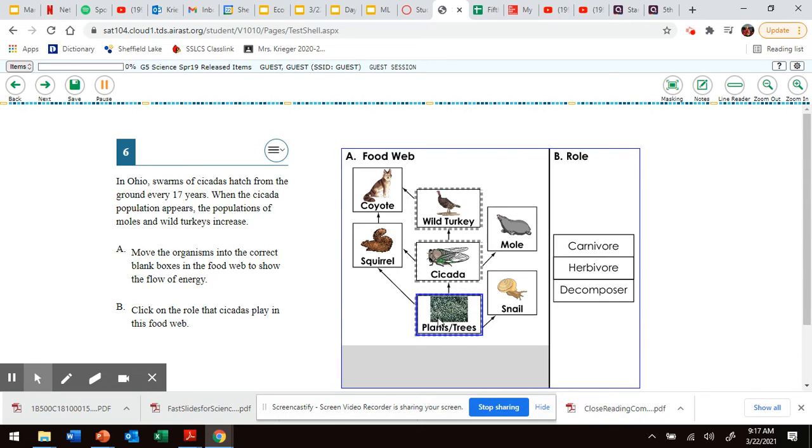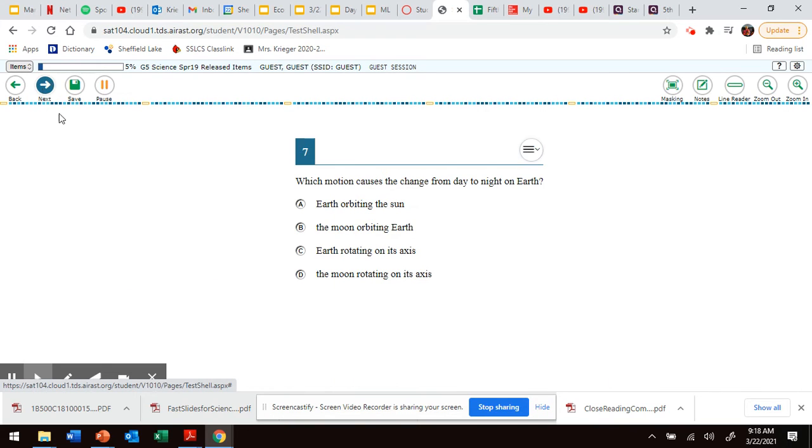So now when I read this food web, it's telling me snails eat plants and trees, so do cicadas. Moles eat a cicada, so do turkeys. Squirrels can eat cicadas. And who eats a squirrel? Coyotes. Coyotes also can eat turkeys. So part B asks you to click on the role that cicadas play in this food web. Based on where the arrow's pointing, cicadas eat plants and trees, which leads me to believe it is an herbivore because it eats only plants. So your diagram should look like what I have in front of you. Okay, let's go to number 7.